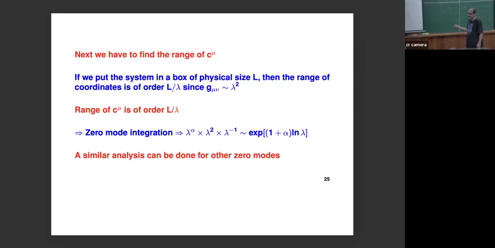So then the zero mode integration, the net factor that you get, is lambda to the alpha, because that was involved in the h measure itself, then lambda squared, which came from the Jacobian, and lambda inverse, which is the range. So this is the net contribution from the zero mode integral, where alpha is d minus 4 by 2. Similar analysis can be done for the other zero modes.